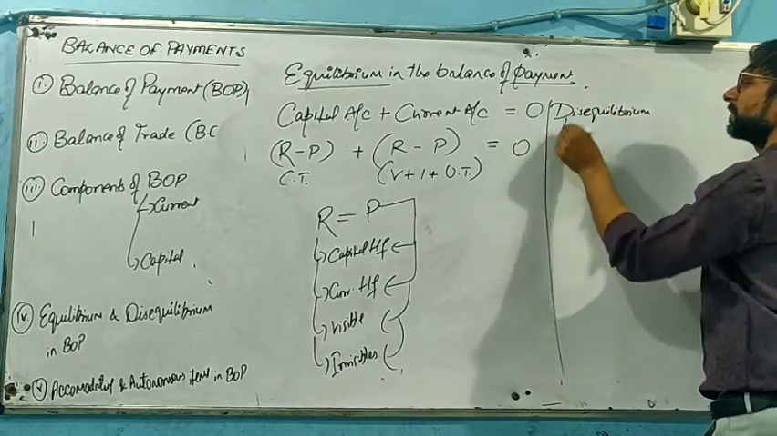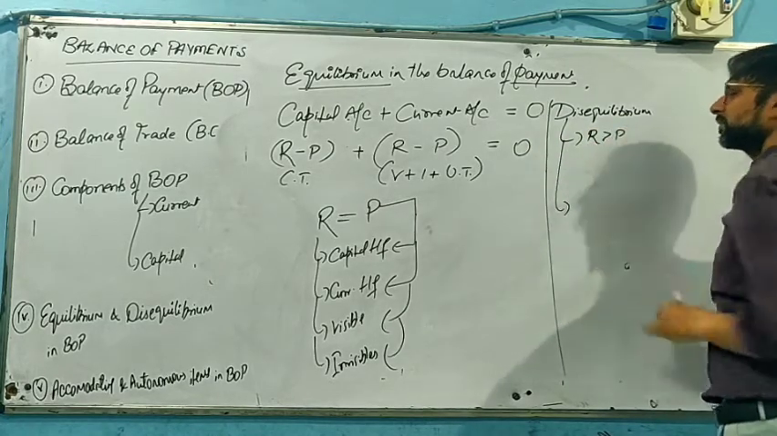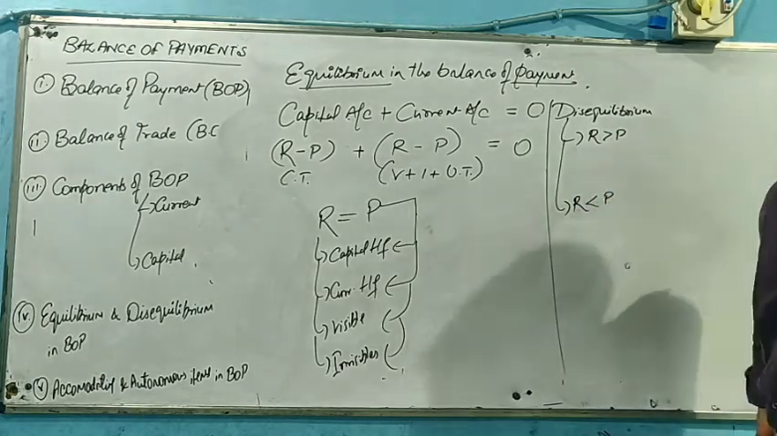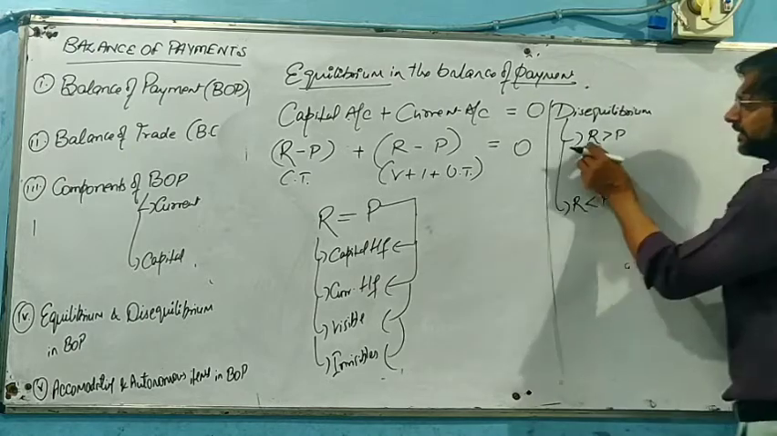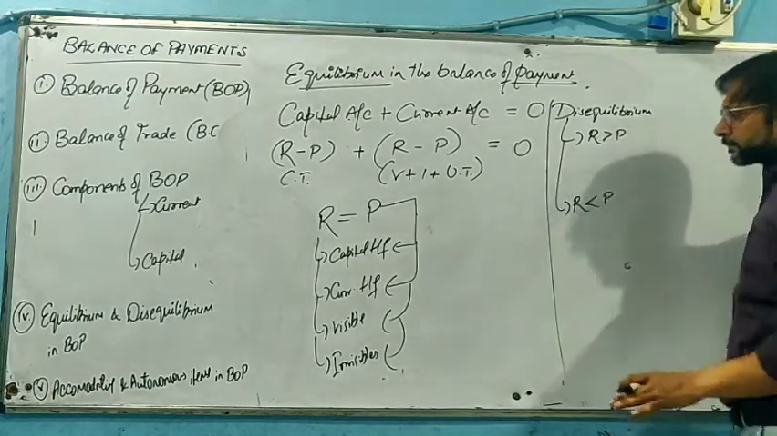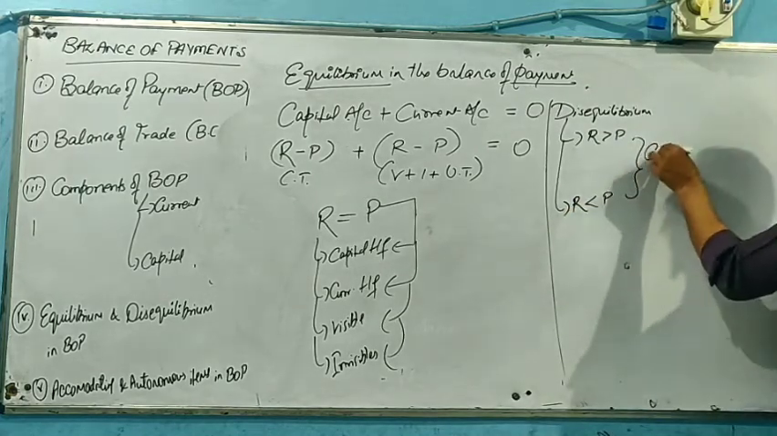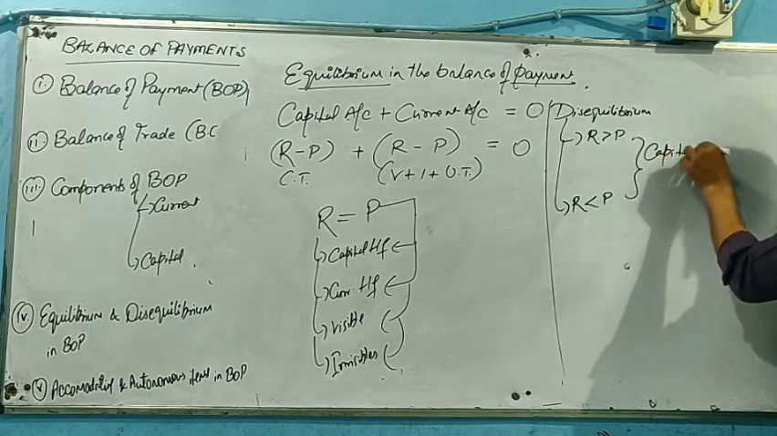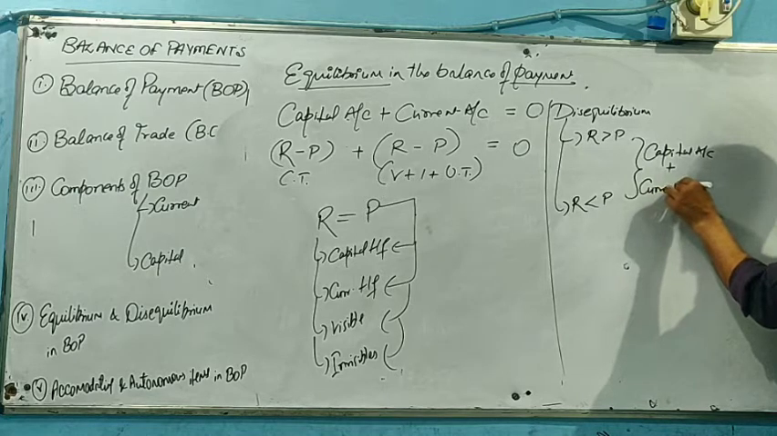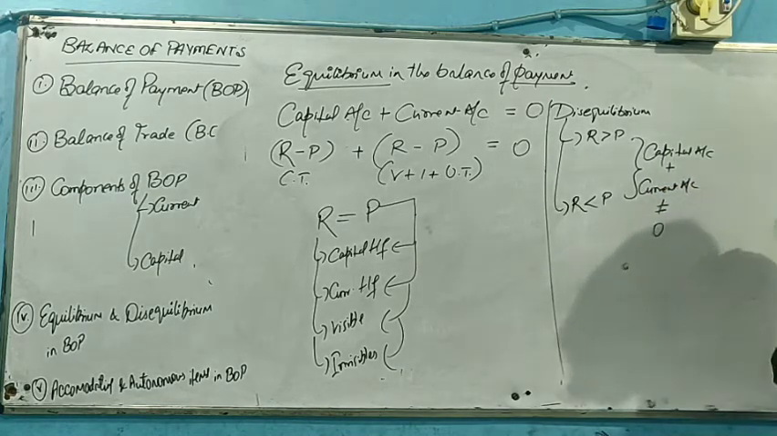If we talk about disequilibrium case of when receipts are more than payment or when receipts are less than payment. Very simple. It means when receipts of all items are more than payment of all items, or we can say in conclusion, when capital account plus current account sum is not equal to 0.